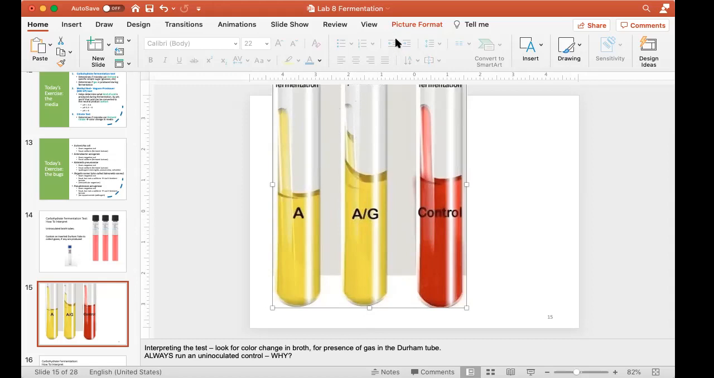So we always run an uninoculated tube. And by run, I mean we inoculate our test tubes, our experimental tubes, and we put them in the incubator. And we're also going to put in a tube that has not been inoculated. And that one's going to be our control. We want to put our control tube through everything that the experimental tubes go through. So if we're going to put the experimental tubes in the incubator, we want to put our control tube in the incubator too. And we're going to use our control as our comparison tube.